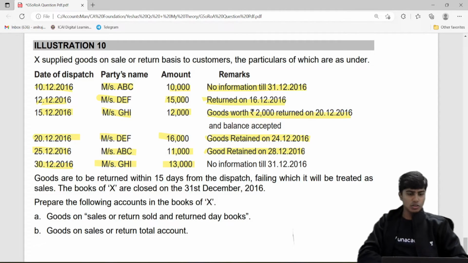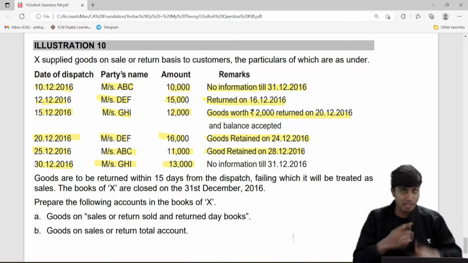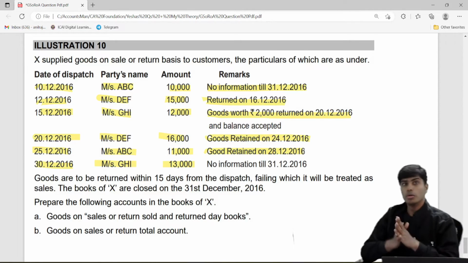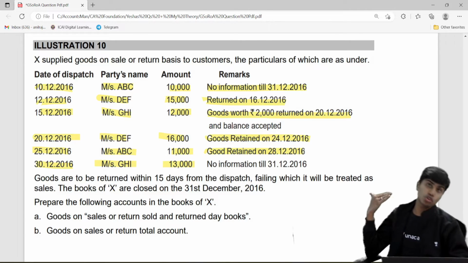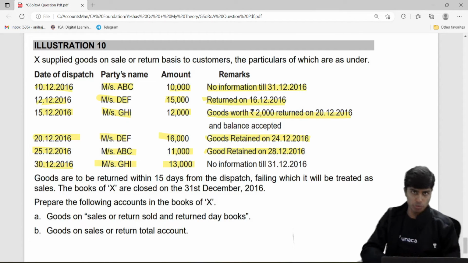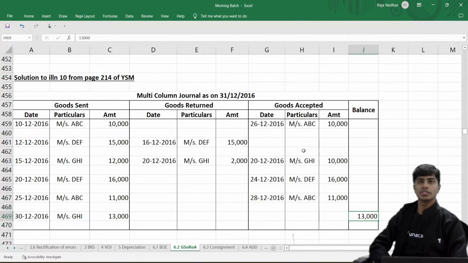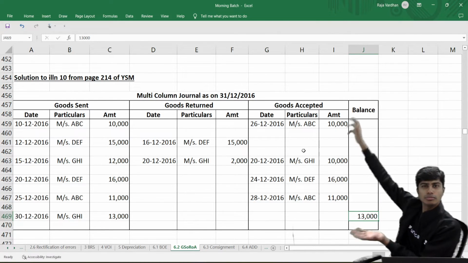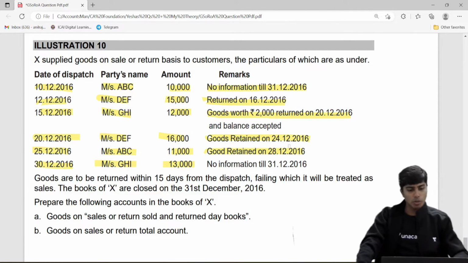Lastly, we have on 30th of December GHI 13,000 worth of goods sent. No information till 31st December. Can we assume it to be sold? No, because it is sent on 30th of December. The time is there till 14th of January, 15 days, for him to accept. So this is neither accepted nor returned. I would write it in the balance column as 13,000. Ta-da! We're done with illustration number 10 from this topic.